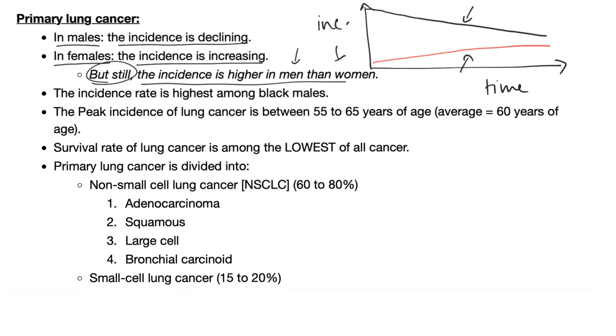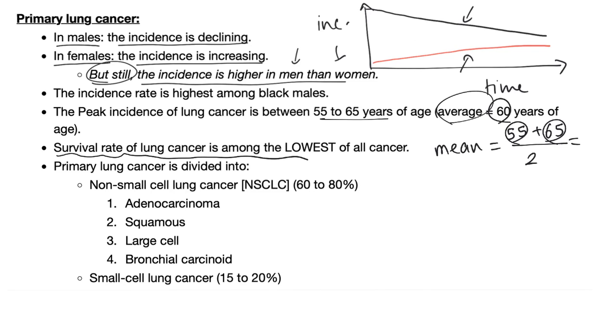The peak incidence of lung cancer is between 55 to 65 years of age. What's the average? You know how to calculate the average or the mean? You get 55 plus 65 divided by, you have two numbers here, so by 2 equals 60 years of age. That's the typical patient. Cancers in general are disease of the elderly, and there are exceptions to every rule.